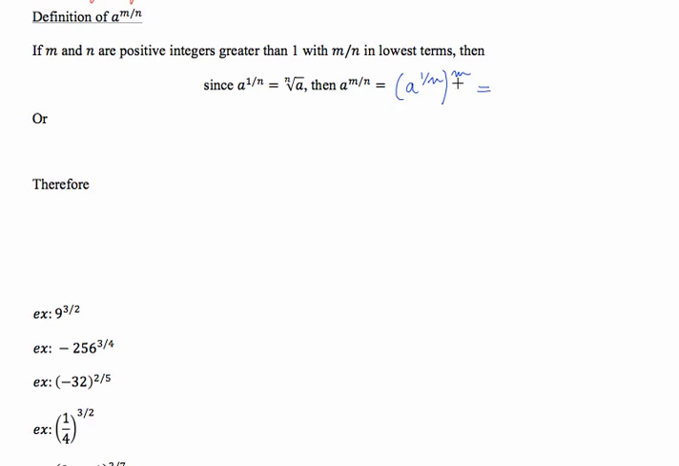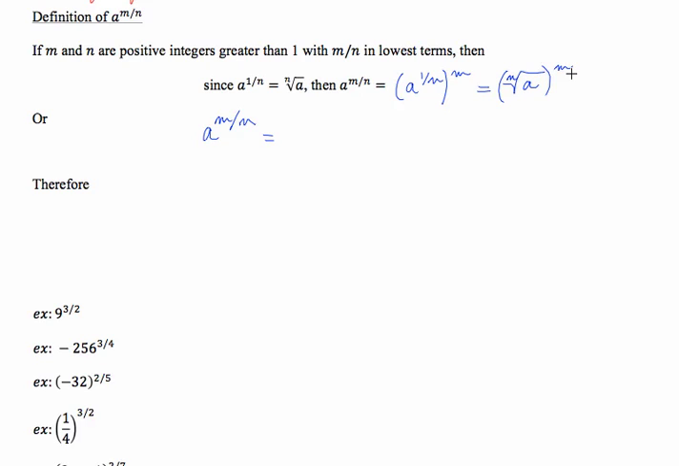Alright, now let's rewrite this part inside the parentheses with radicals. A to the 1 over n is equivalent to the nth root of a, and we know that that is all to the power of m. So another way of saying this is that a to the m over n is equal to the nth root of a, all to the m.